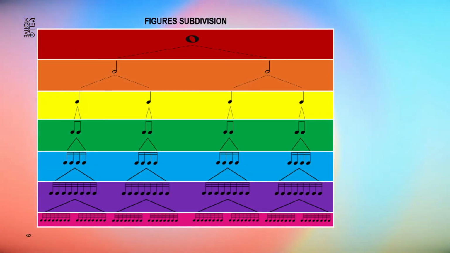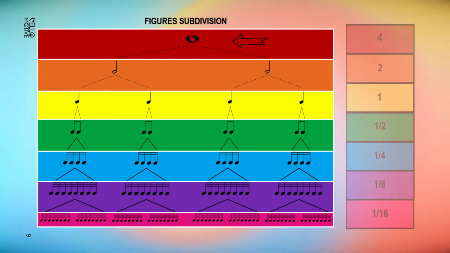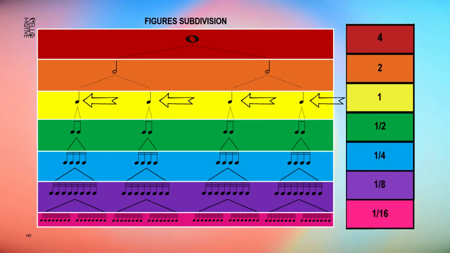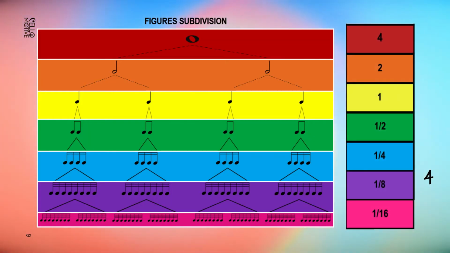Next page is the figure subdivision. Each figure is half the value of the previous one. 4, 2 and 2, 1, 1, 1, 1 is 4, and keeps going. Let me show you how is the duration of each figure in a 4/4 measure.